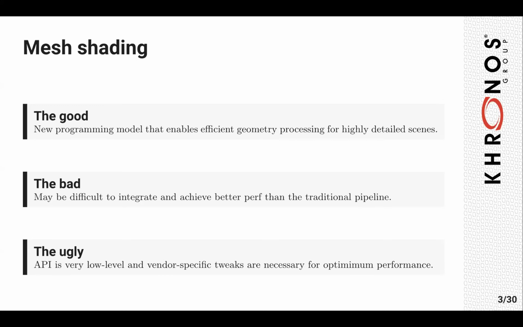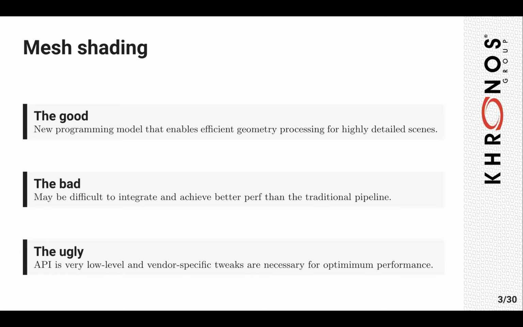So first, let's go right into the middle of it. Why do we implement mesh shading? What's the main motivation behind it? The good part is that it gives you a new programming model, and this new programming model enables efficient geometry processing, mostly for scenes that have a very high number of triangles. Unfortunately, because it's different than the pre-existing pipeline, it might be difficult to integrate, and it might be difficult to achieve better performance than the current pipeline already offers.